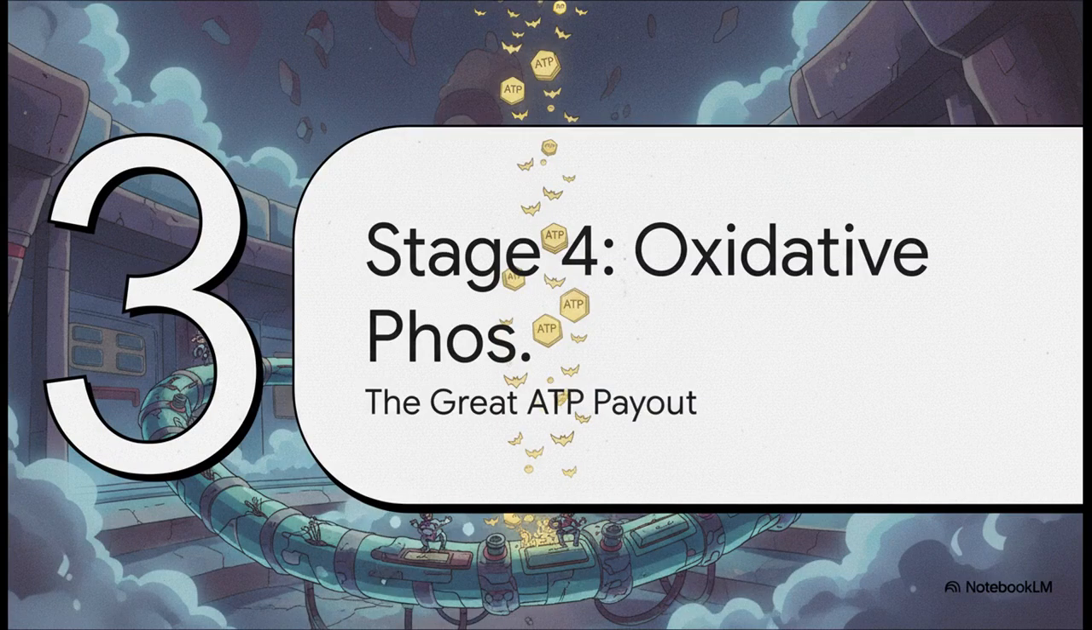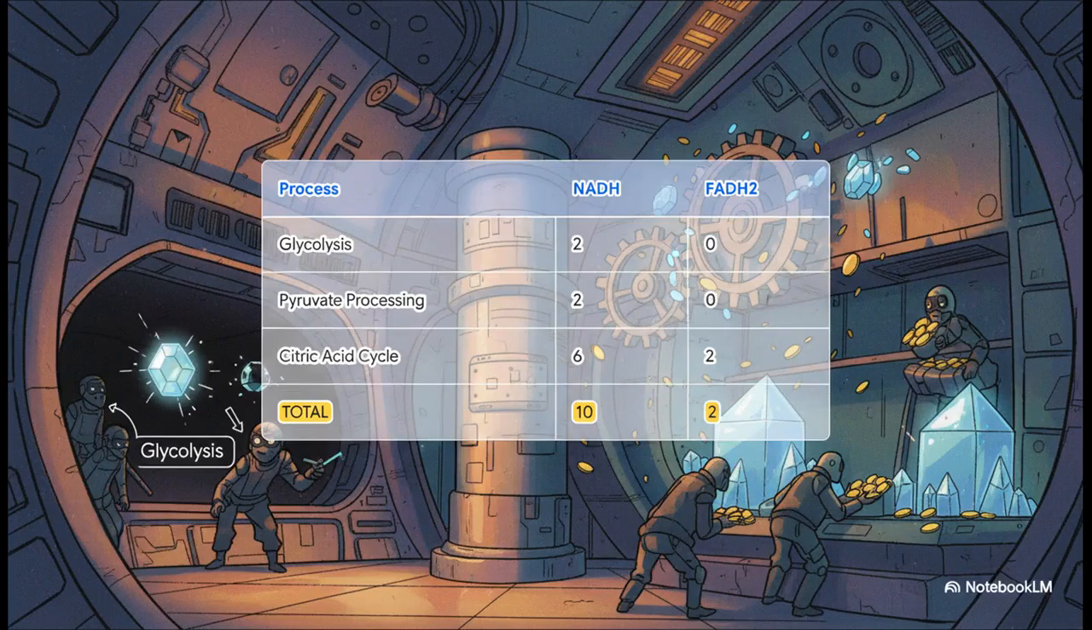This is it. This is where all those fully loaded getaway cars, every single NADH and FADH2 we've collected so far, they all converge on the inner mitochondrial membrane. It's time to cash in their high-energy cargo for the grand prize. I mean, just look at our haul so far. At this point, our heist has been wildly successful. We have collected a grand total of 10 NADH and 2 FADH2 getaway cars, and every single one is packed to the brim with high-energy electrons that we stripped from that one original glucose molecule.